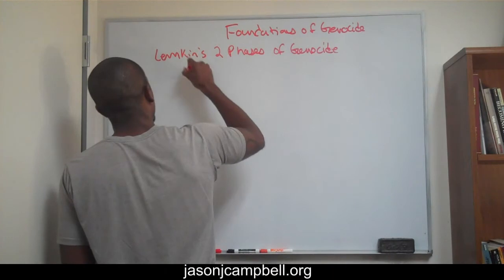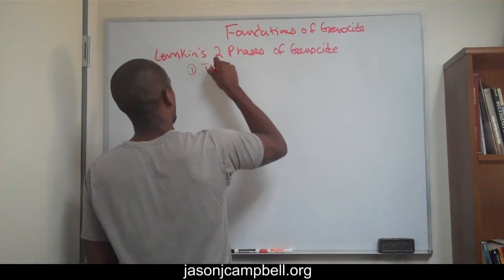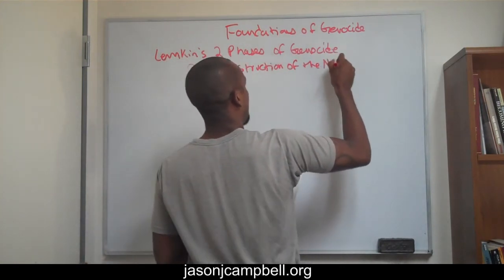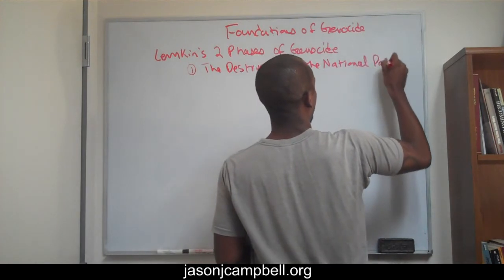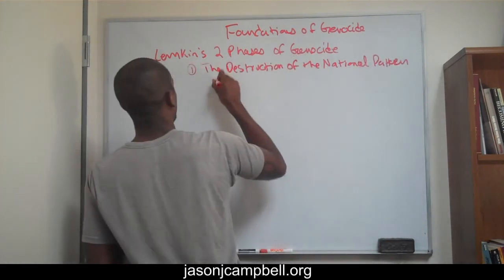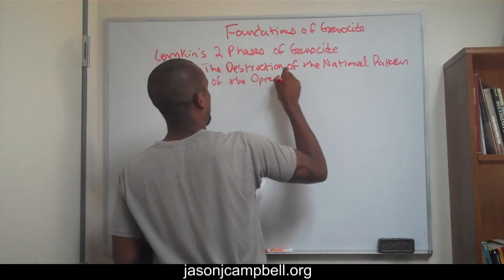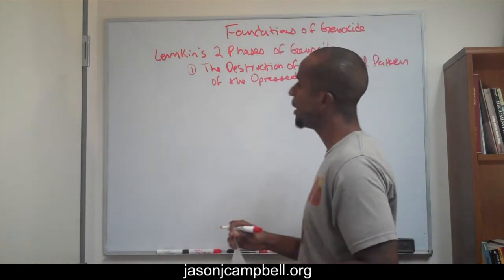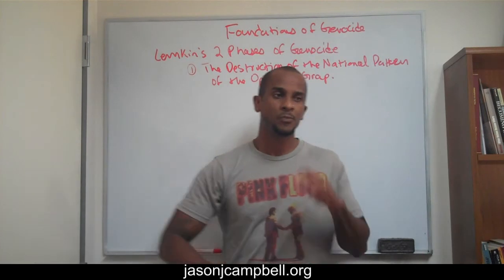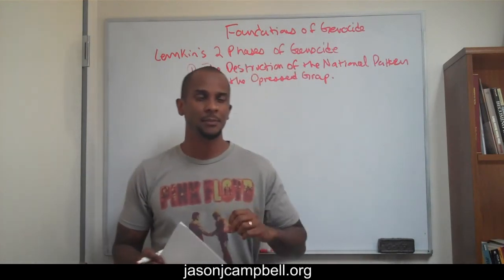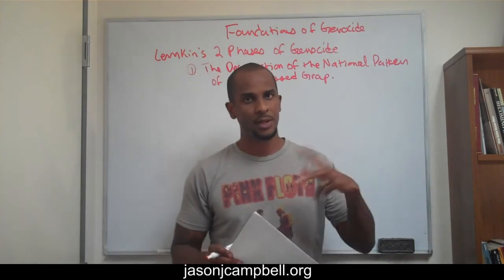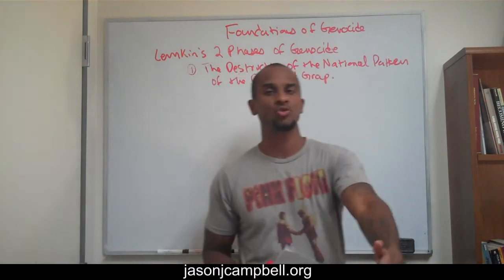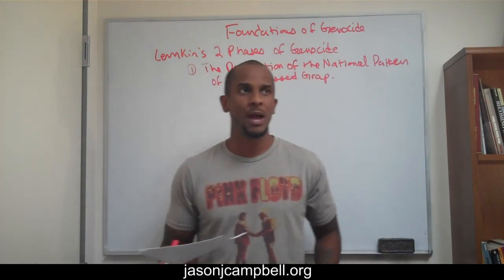All right, so the first phase, according to Lemkin, is the destruction of the national pattern of the oppressed group. What ends up happening in an act of genocide, according to Lemkin, is that we're going to separate it into two phases. In the first phase, the oppressor is going to attempt to destroy the national pattern. And we'll see what this national pattern is.